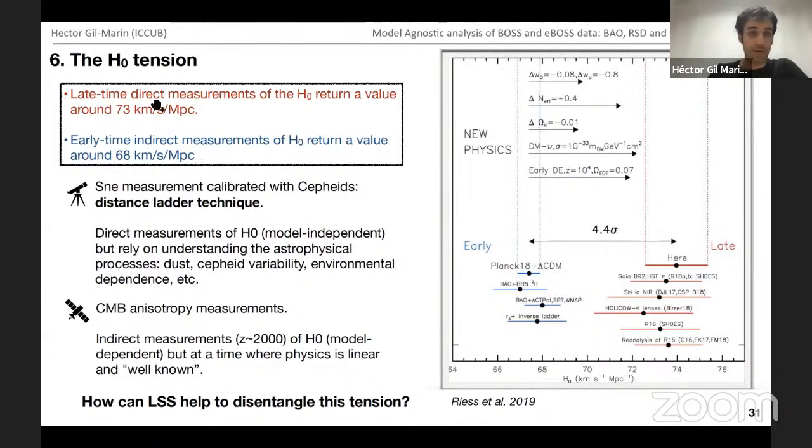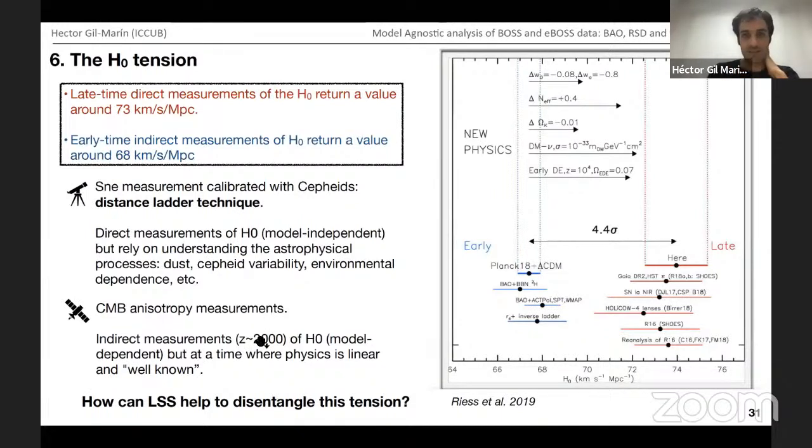One of them is coming from a late time direct measurement of H0 by observing nearby supernovae and calibrating the distance of these supernovae with Cepheids, which is called the distance ladder technique. So you essentially start calibrating from nearby Cepheids to more distant Cepheids, and you end up calibrating the supernovae, and the supernovae tell you about how the expansion of the universe has been going in recent years. So it's a very local, direct, late time measurement, very model independent. And this tells you that the H0 value is around 73.